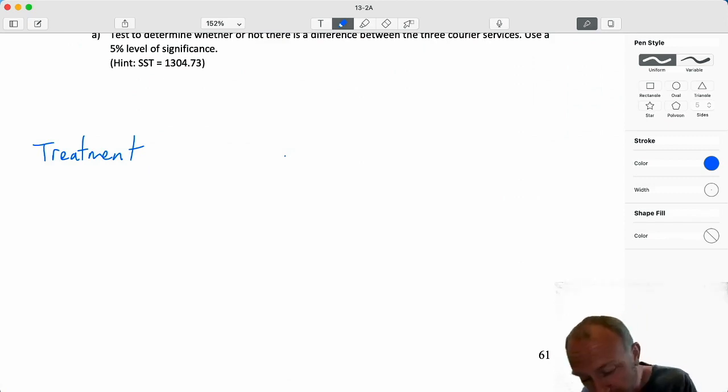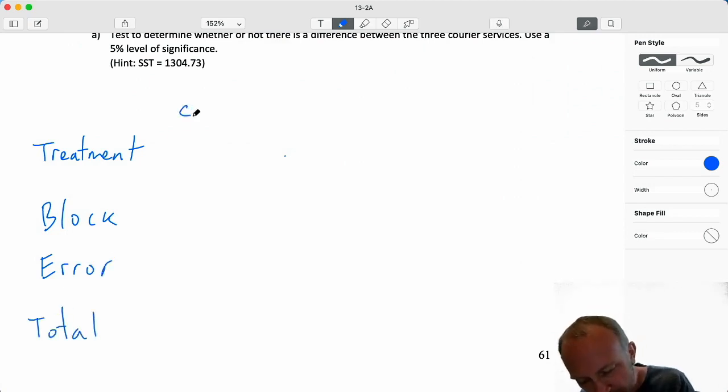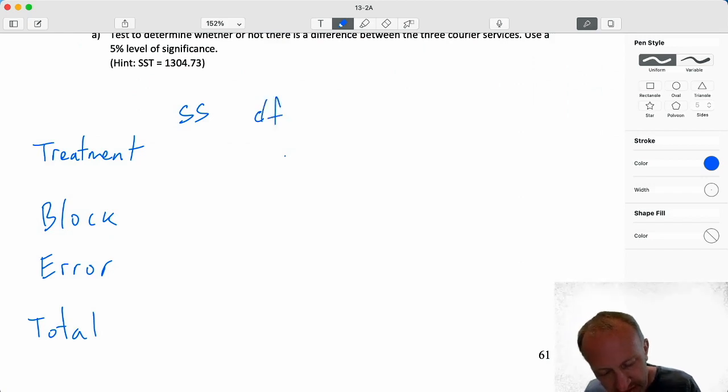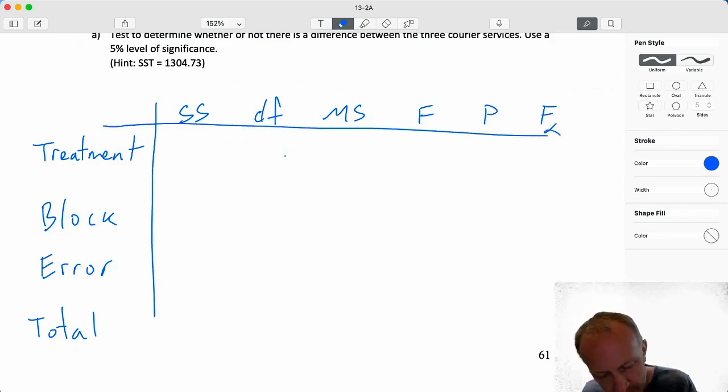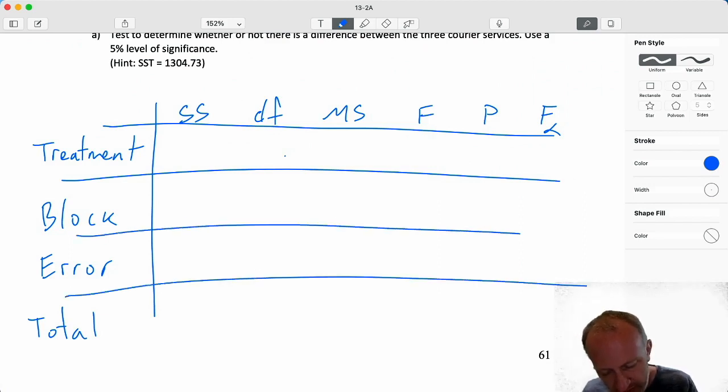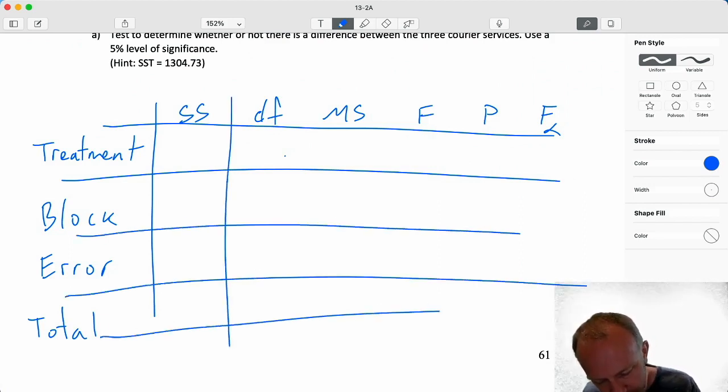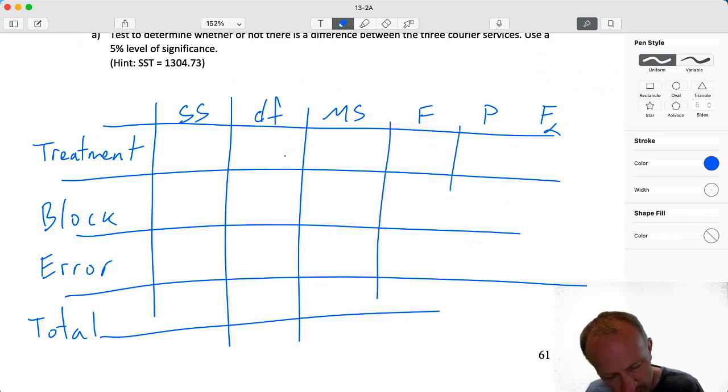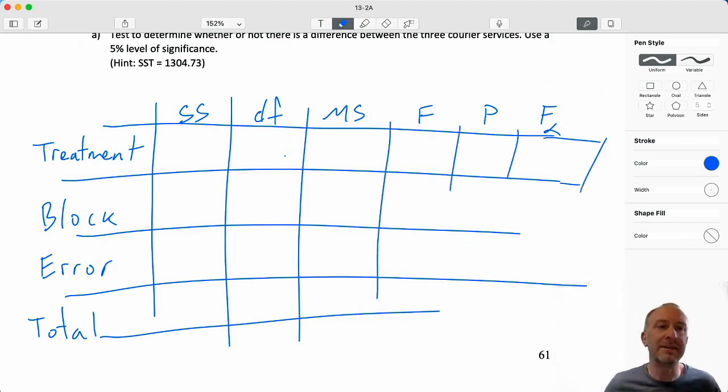Now we have block, that source of variation due to blocks, those differences across experimental units. And then we have our error, and then we have our total. Sums of squares, degrees of freedom, mean square, F, P, and what the heck, F alpha. So our ANOVA table gets a little bit bigger, but it doesn't really get any more complicated.